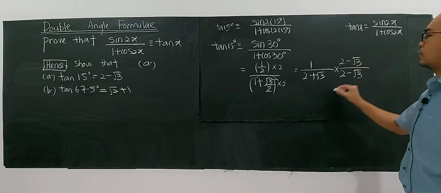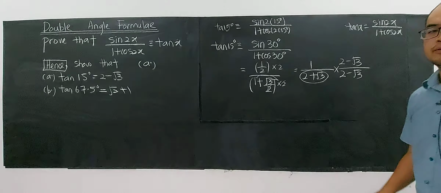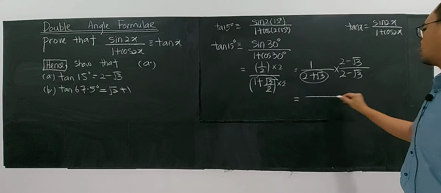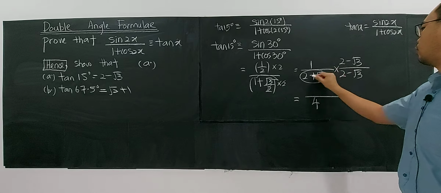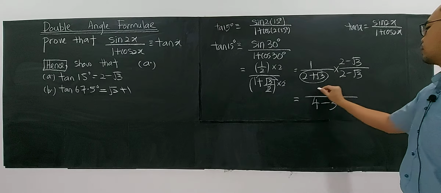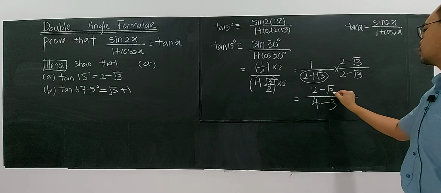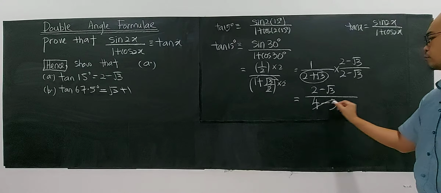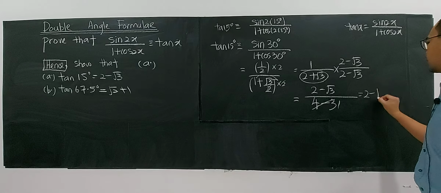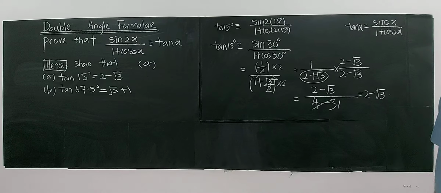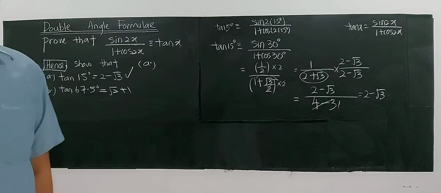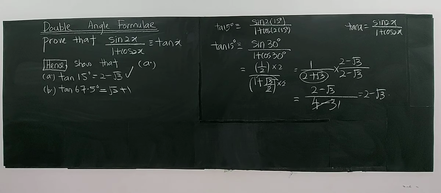You must make sure the denominator is a rational number. So if you multiply these two, you will have 4, right? 4 times 2, minus, then you have minus 3, right? 1 multiply, you have 2 minus square root of 3. So this one you are getting 1, right? So 2 minus square root of 3 divided by 1, you will have 2 minus square root of 3. You have already shown that tangent 15 is 2 minus square root of 3, right?